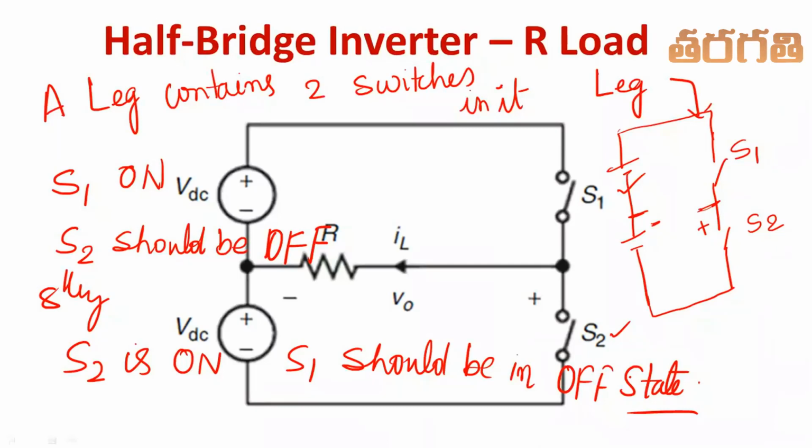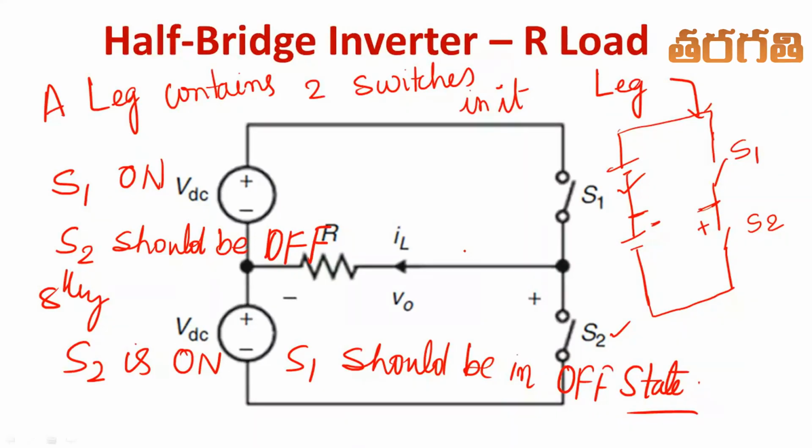The leg in a basic inverter contains two switches. These switches are numbered S1 and S2, or 1 and 2. When one switch is on, the other switch should be in the off state. That means the same trigger pulse that was generated for triggering S1 can be complemented and given as input to the second switch.